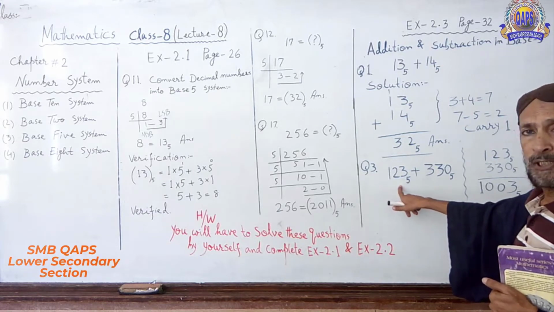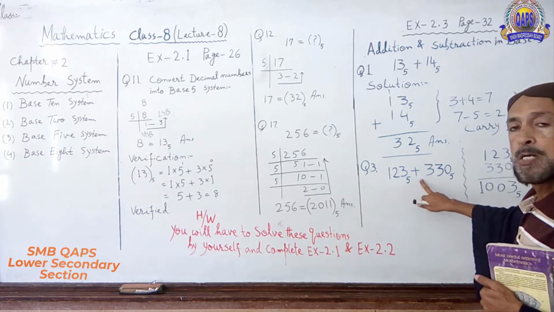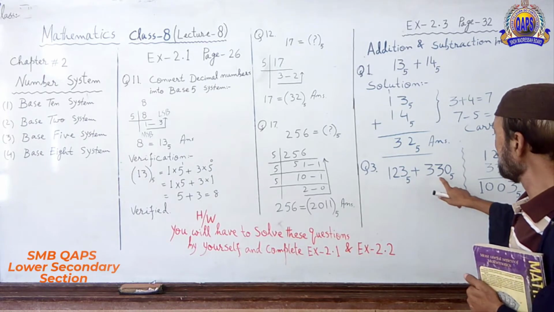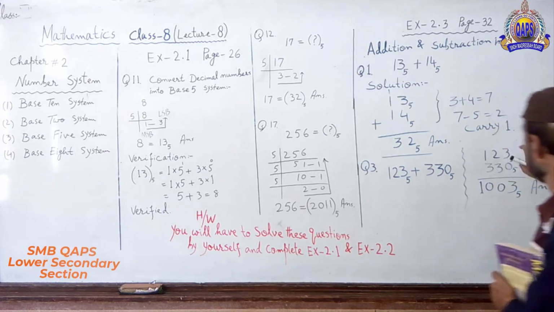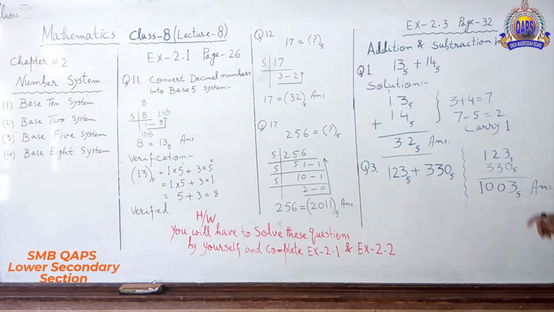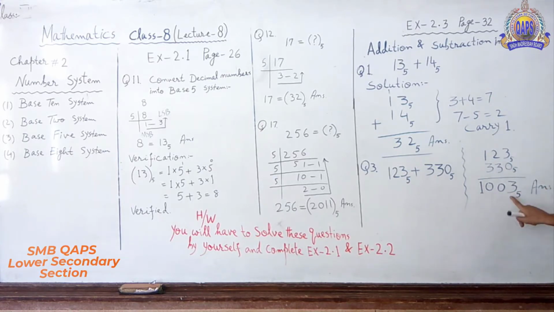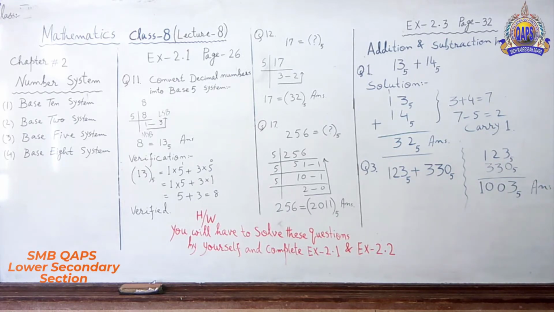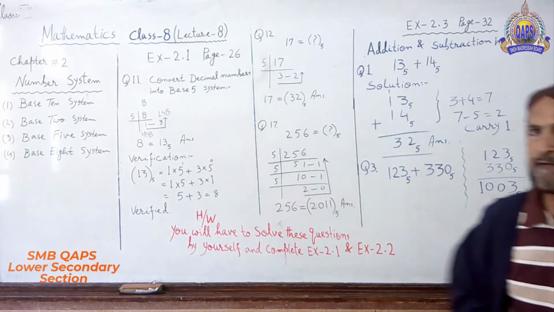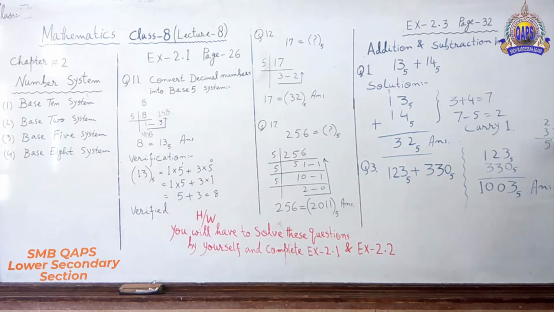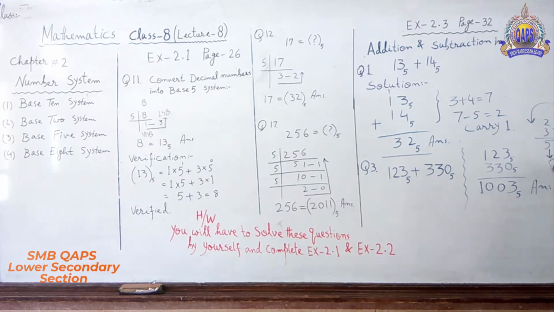Question 3. 1 2 3 base 5 plus 3 3 0 base 5. 3 plus 0, 3. We won't do anything. 2 plus 3, 5. See? We will not take 5. This 5 will go to left hand side. So it will be 0 over here.